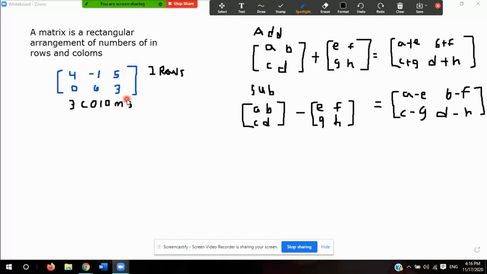So we're actually going to go ahead and look at the formulas for adding matrices. The formula basically says matrix A, B, C, D plus matrix E, F, G, H equals A plus E, B plus F, C plus G, and D plus H. The same thing goes with subtracting. Matrix A, B, C, D minus matrix E, F, G, H equals A minus E, B minus F, C minus G, and D minus H.